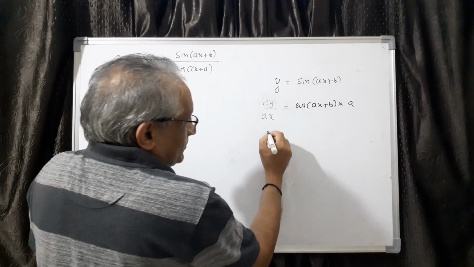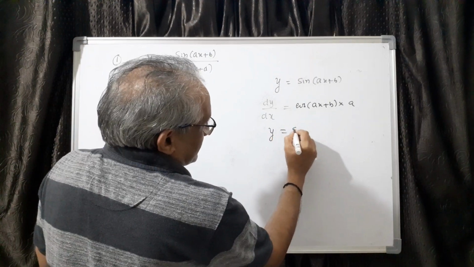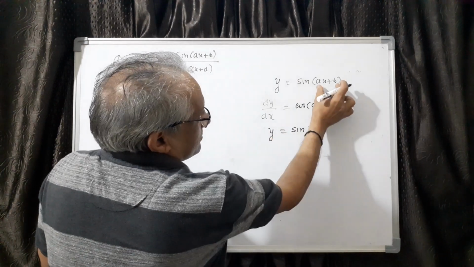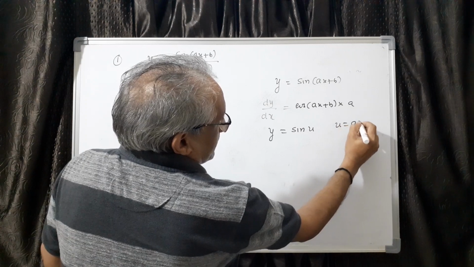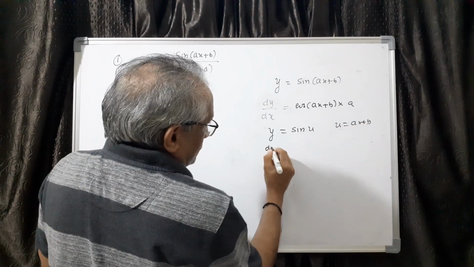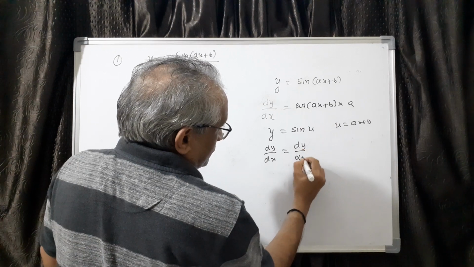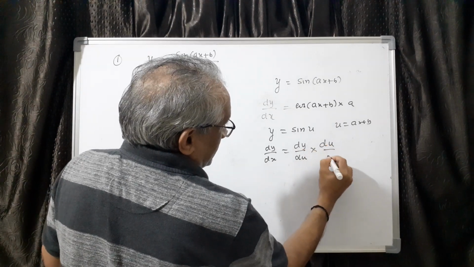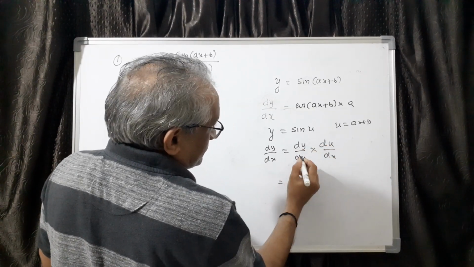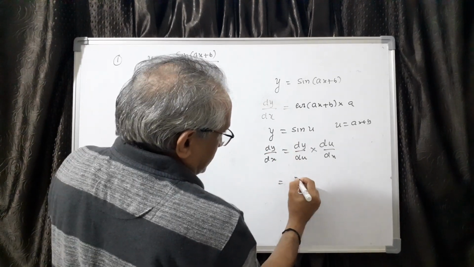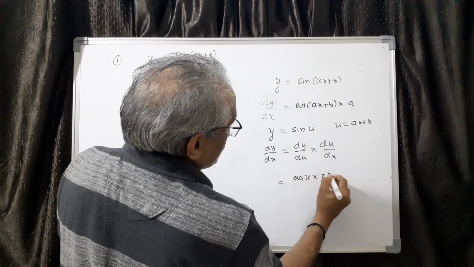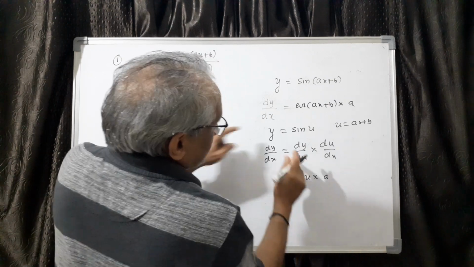If you want to show, this is the lengthy procedure. So sine u, I have to substitute u equal to ax plus b. Then I have to use dy by dx equal to dy by du into du by dx. When you substitute, you see y is sine u. So this is cos u into, sorry, a. And you see you get the same thing.